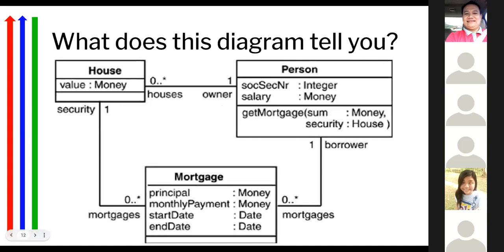So, this is another diagram. We have three classes here: house, person, and mortgage. So, this is a mortgage system. Okay, wait, let me find my... Okay. So, this is a mortgage system. Next slide, please.